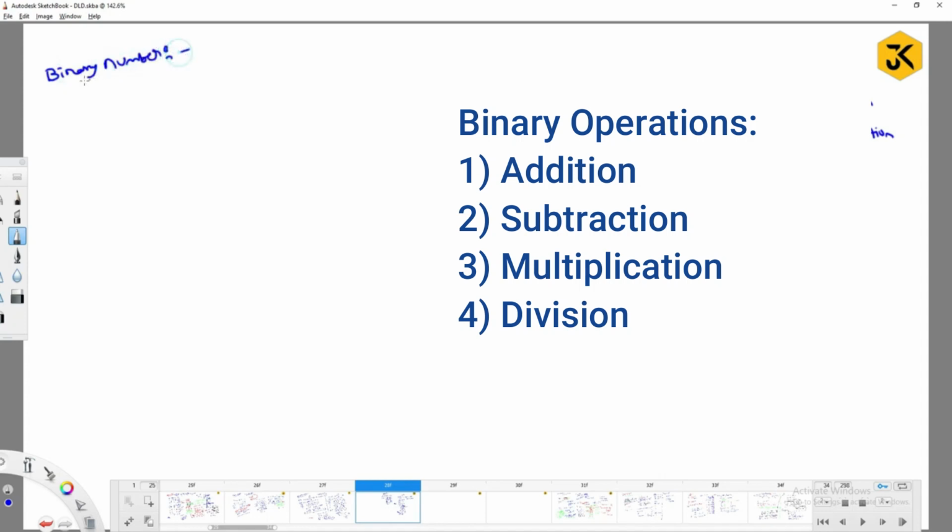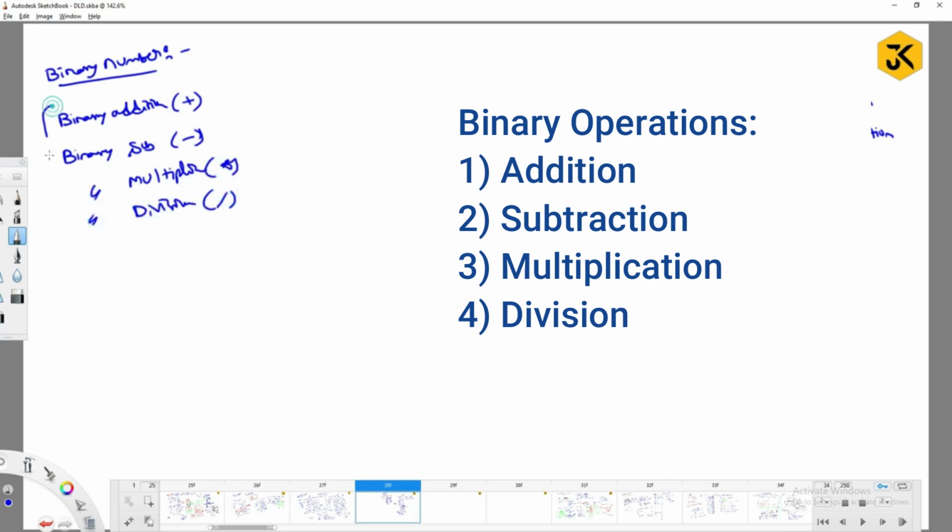With binary numbers, you can perform various kinds of arithmetic operations. You can have binary addition, like plus. Similarly, binary subtraction, minus, and you can perform multiplication also, and binary division. So, like this, there are binary arithmetic operations that we can perform on binary numbers. As usual, like what we do in decimal digits in our normal format, we can perform all of them in binary numbers also.